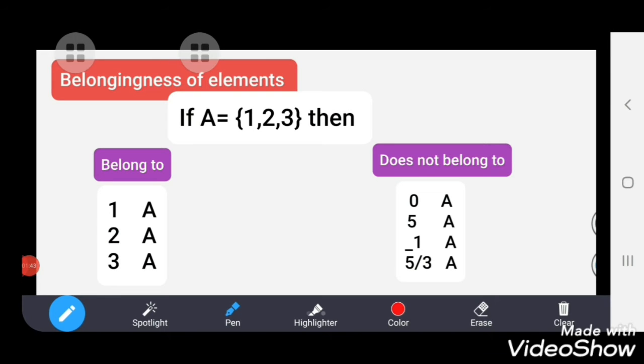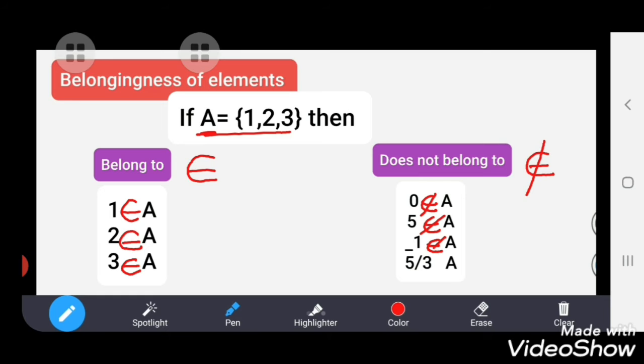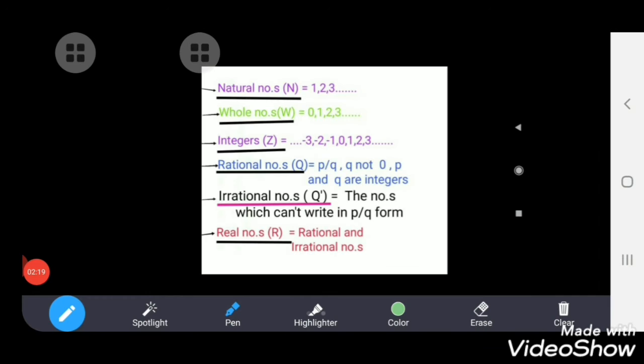See the next example. If A is equal to {1, 2, 3}, then 1 belongs to A, we have to write. 2 also belongs to A. 3 also belongs to A. And if you observe 0, the belongs to symbol is this, and does not belong to means we have to write belongs to and cut it like this. And 0 is not an element, so 0 does not belong to A, 5 does not belong to A, minus 1 does not belong to A, and 5 by 3 also does not belong to A. Like this we can write the belongs to and does not belong to.